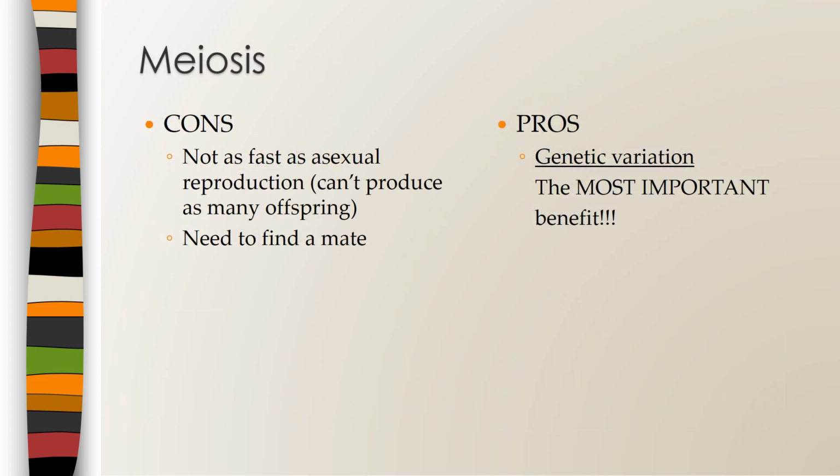All right, some cons is it's not as fast as asexual reproduction. You can't produce as many offspring, and you have to find a mate to do it. However, the huge pro that really helps is it results in genetic variation, all right? And that genetic variation is really important to keeping people survivable over time.